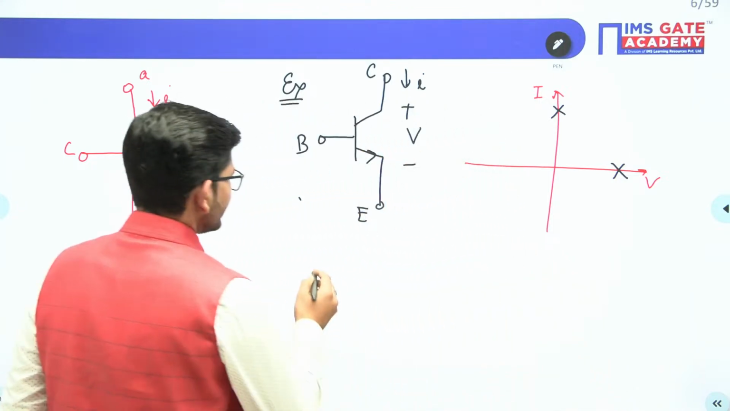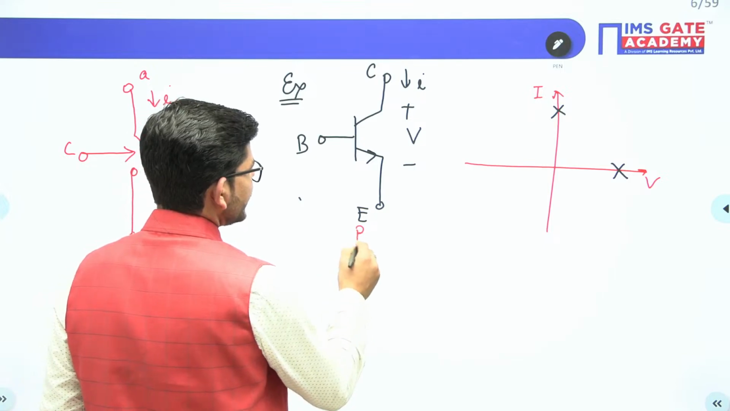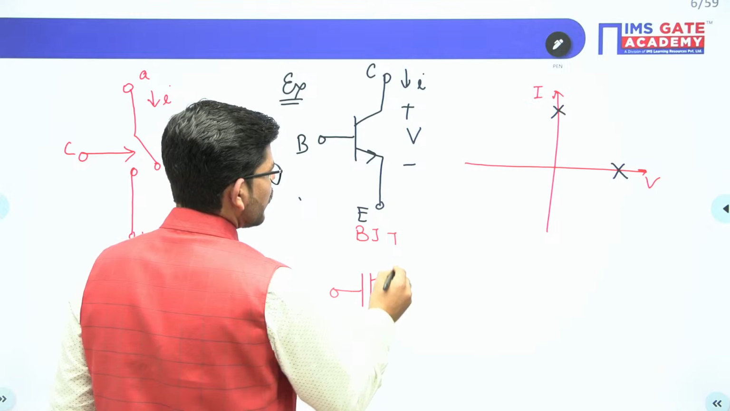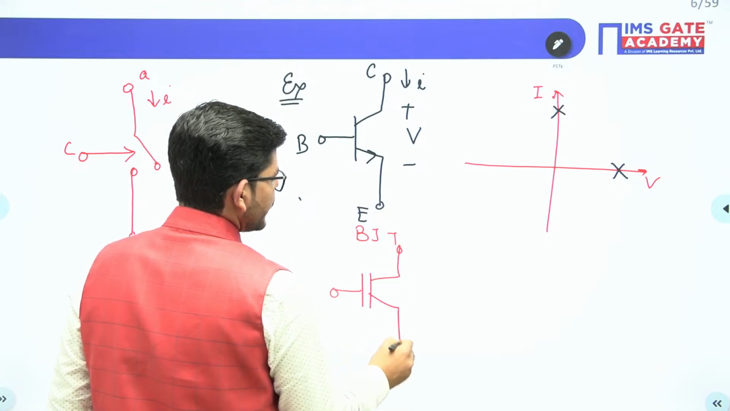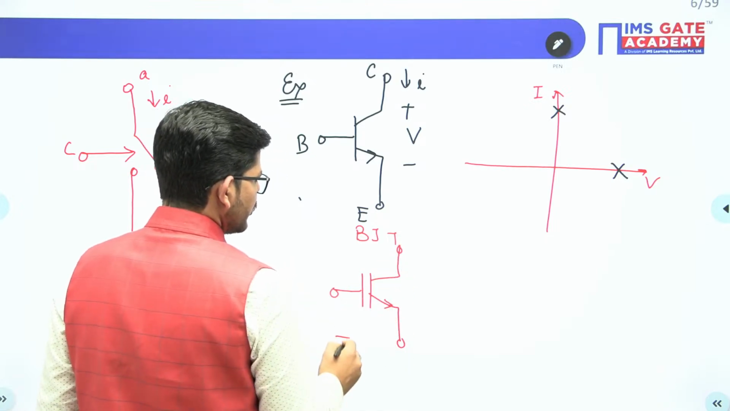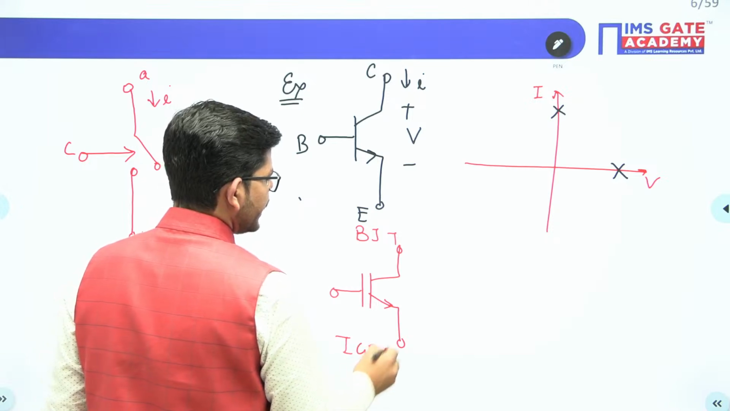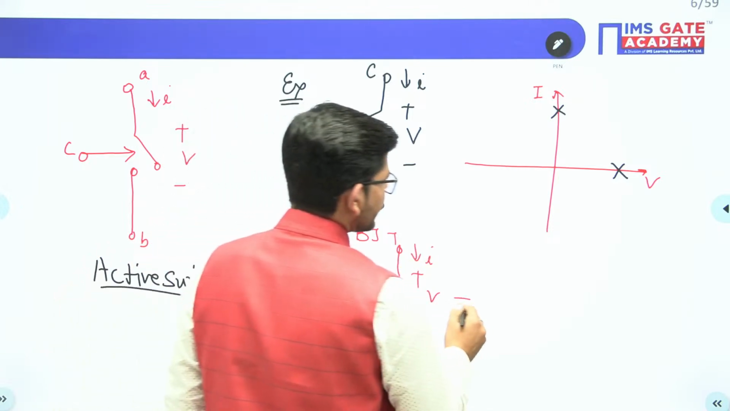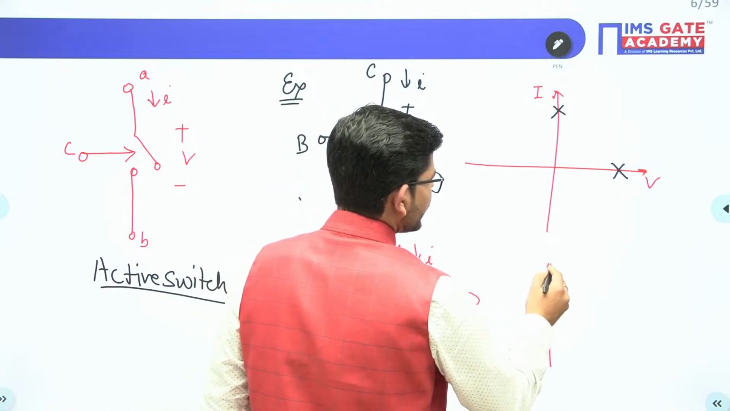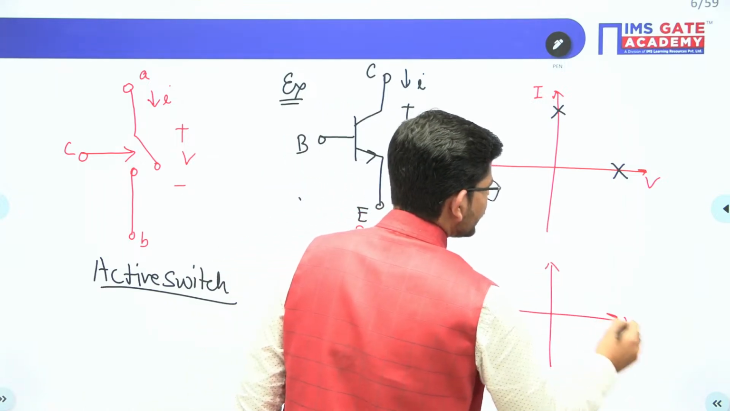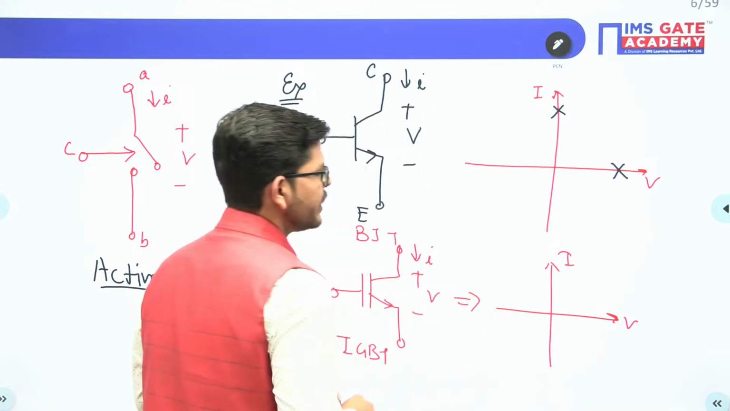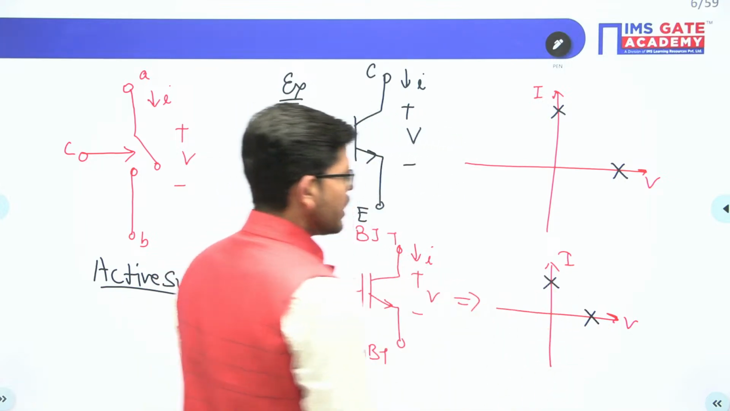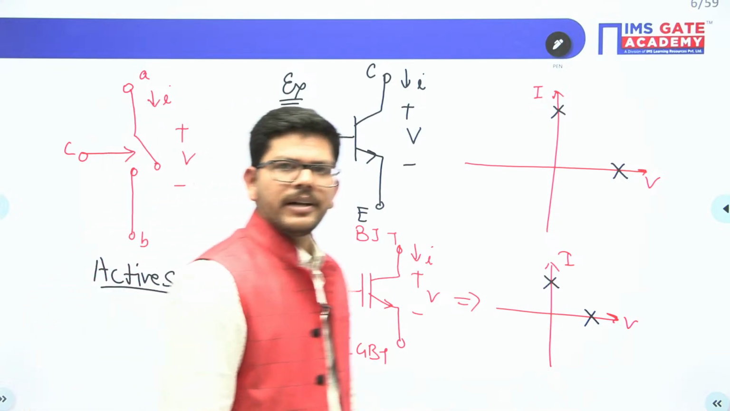Similar characteristic you will have in case of an IGBT as well. So this is an IGBT, and in order to realize an IGBT, we will have the same kind of switch realization. It will also block positive voltage and it will conduct positive current as well.